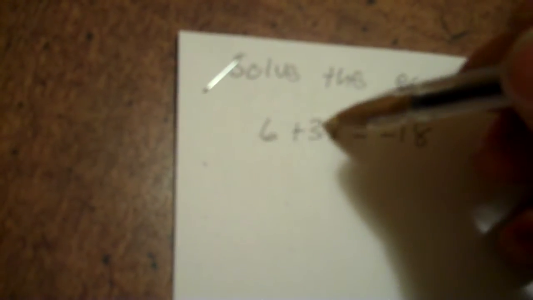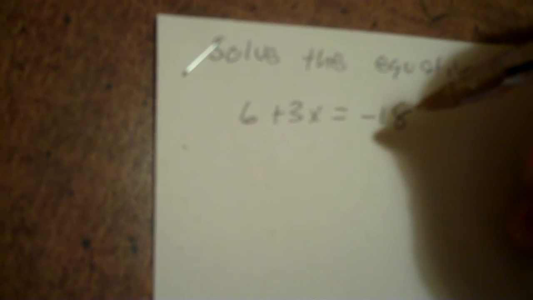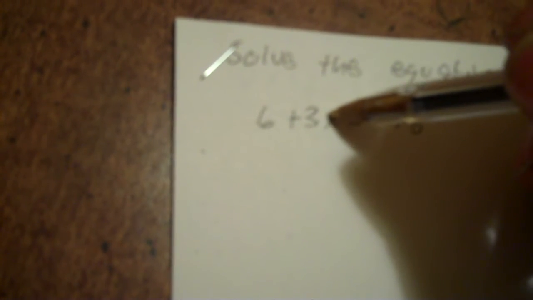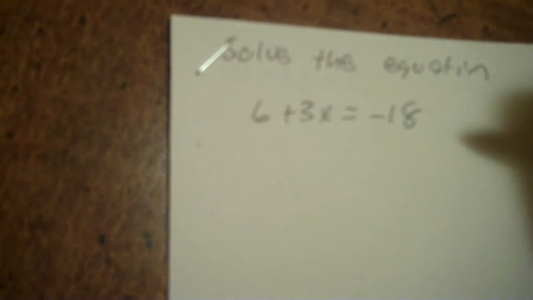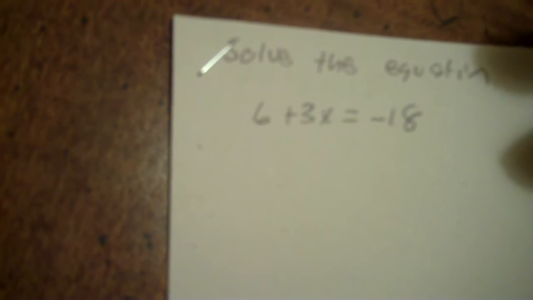So here's the equation: 6 plus 3 times the number x equals negative 18. We have to find what number x would be. It's basically asking 3 times what plus 6 would equal negative 18. Now, that's hard to do in your head. I mean, is it 2? Well, 3 times 2 is 6, and 6 plus 6 is 12, so that can't be negative 18. So there has to be some kind of process we can use to figure this out.